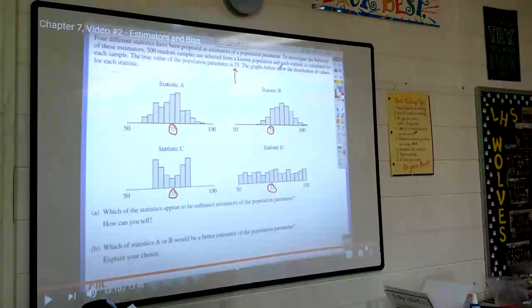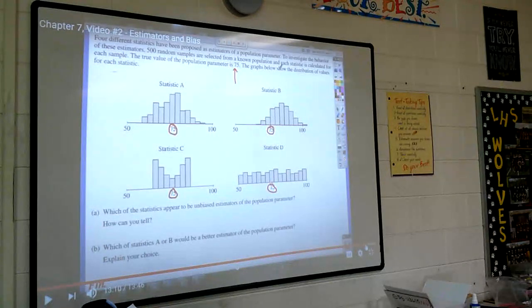It has more variation, but we're talking about whether it's unbiased. That means it's centered on 75. A is, C is, and D is. All three of those would be unbiased estimators. Just because it's unbiased does not mean that it doesn't have high variability. Like D has very high variability.